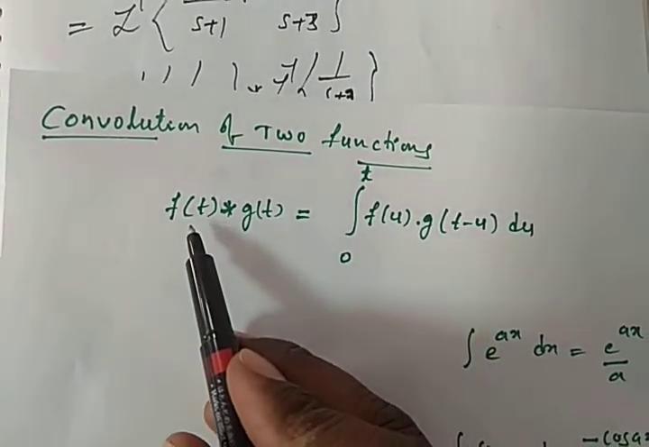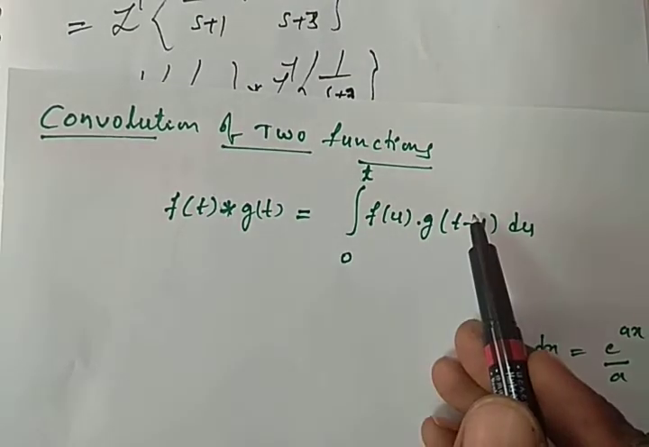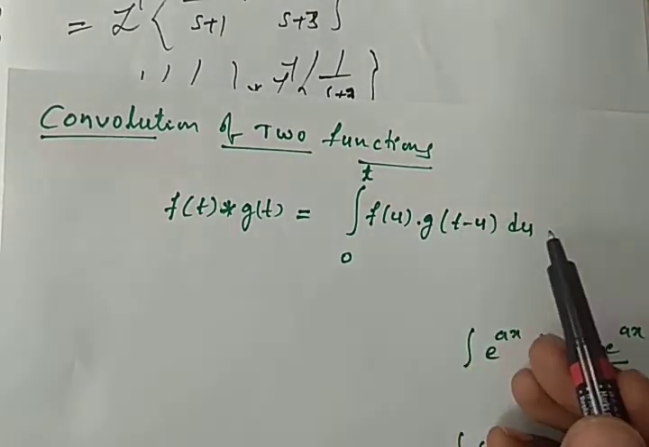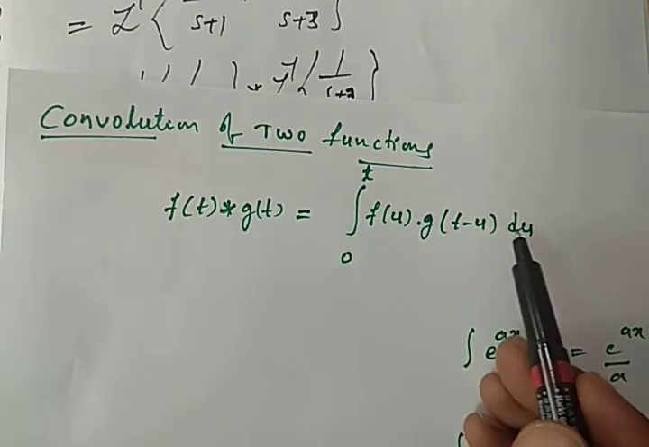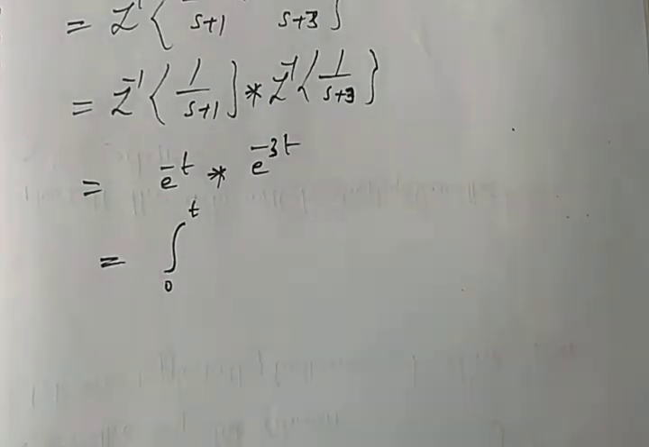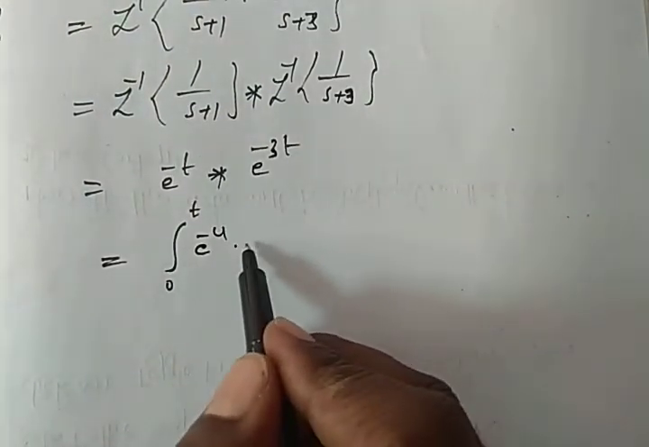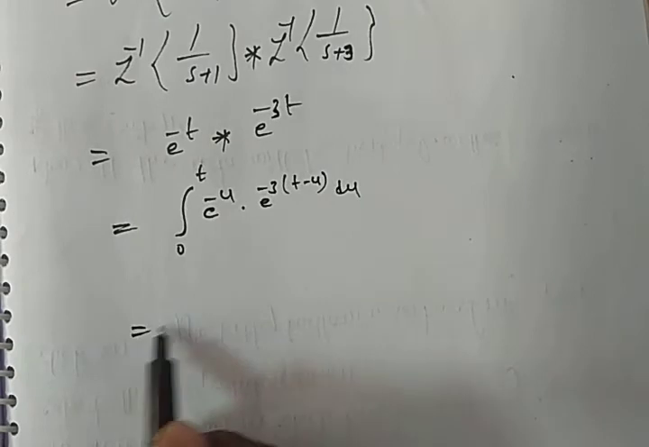So this is the definition of convolution of two functions: f of t star g of t equals 0 to t. First, we have to write the first function as is, but we have to replace t with u. The second function also as is, but we have to take the variable t as t minus u. And we have to find the integration of this product with respect to u. So e power minus u into e power minus 3 into (t minus u), du.